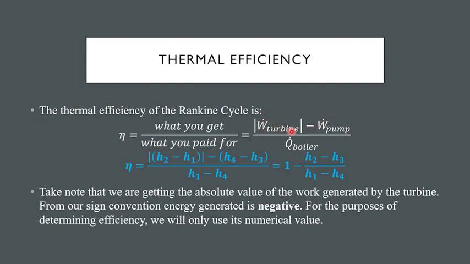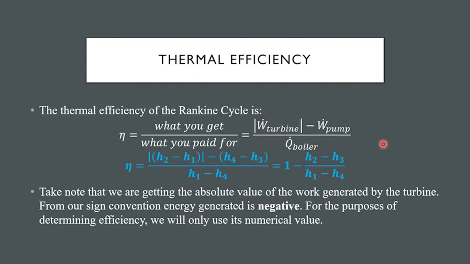The power generated by the turbine is in absolute value because this has a negative sign based on our sign convention. Remember that work being done by the system has a negative sign. So in this equation, we don't want the negative sign because that would alter our efficiency. And in the denominator, we have what you paid for. We are paying for the heat that is being added into the boiler to vaporize our water. Therefore, the thermal efficiency of the Rankine cycle is the net work generated divided by the heat added to the boiler.